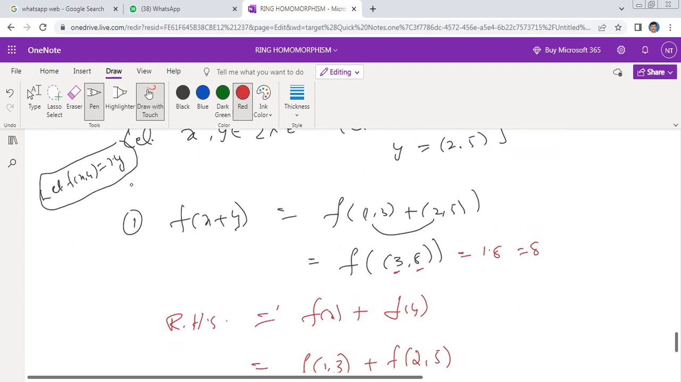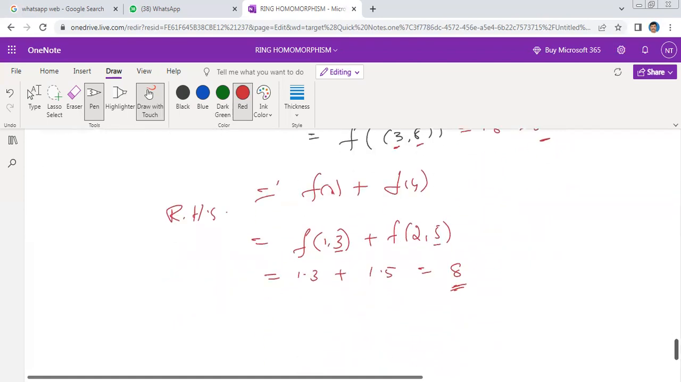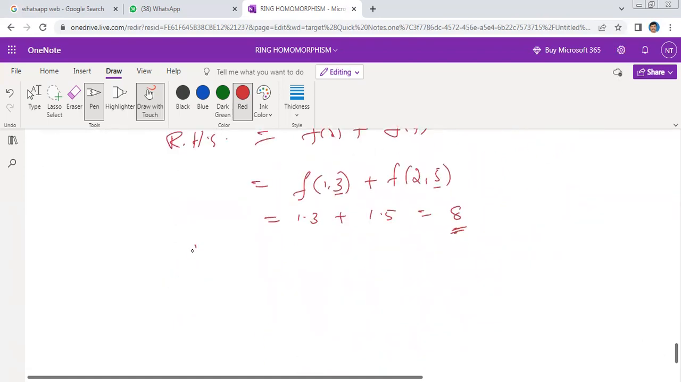Our definition, I'm taking f of x, y is equal to 1 into y. Yeah, this is 1 into y coordinate 3 plus 1 into y coordinate 5. Therefore 3 plus 5, this is 8. So this is 8, this is 8. Satisfying the first condition. Am I right? First condition is satisfied. So f of x plus y is equal to f of x plus f of y. Now go for the second condition.